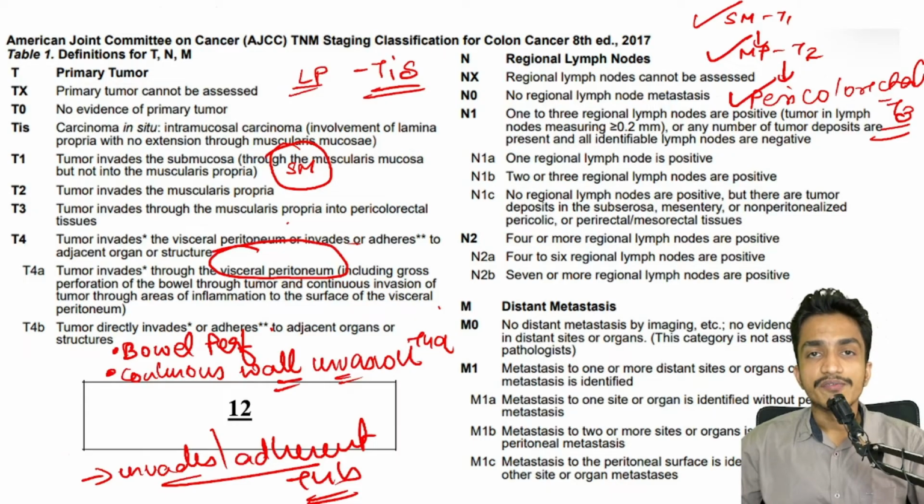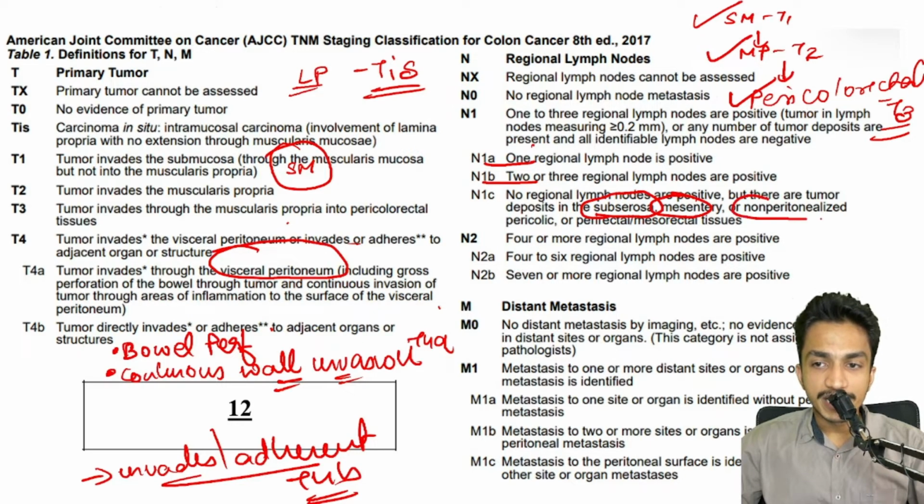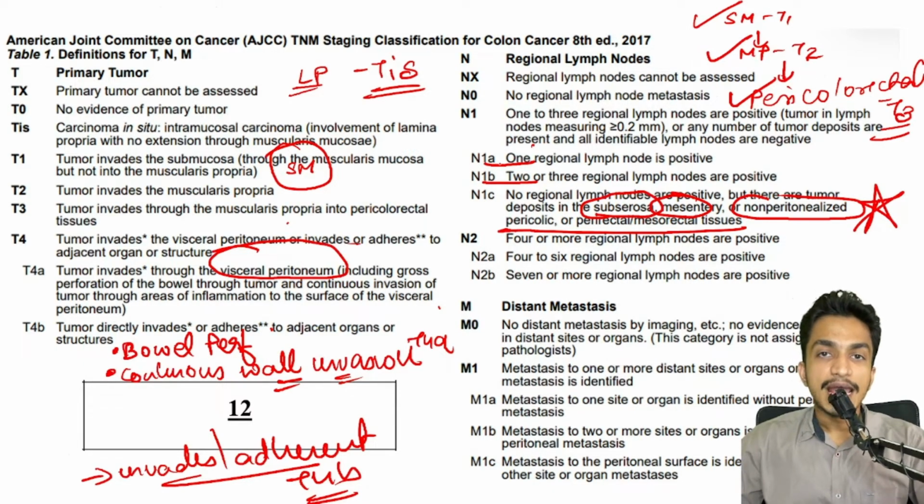Coming to lymph node stations, if 1 to 3 lymph node stations are involved, either 1 is involved, that is N1A, 2 or 3 are involved, that is N1B. Now if there is no regional lymph node positivity but tumor deposits are seen, so remember that tumor deposits, if they are seen in the subserosa, mesentery or non-peritonealized pericolic and perirectal tissue. Remember this, don't get confused with this line, what does it mean? It is related to the N staging. So if there are tumor deposits limited to subserosa, mesentery and non-peritonealized pericolic and perirectal tissue, then it is N1C. 1 lymph node N1A, 2 or 3 lymph nodes N1B. No regional lymph node but tumor deposits on serosa, mesentery and non-peritonealized tissue, that is N1C.